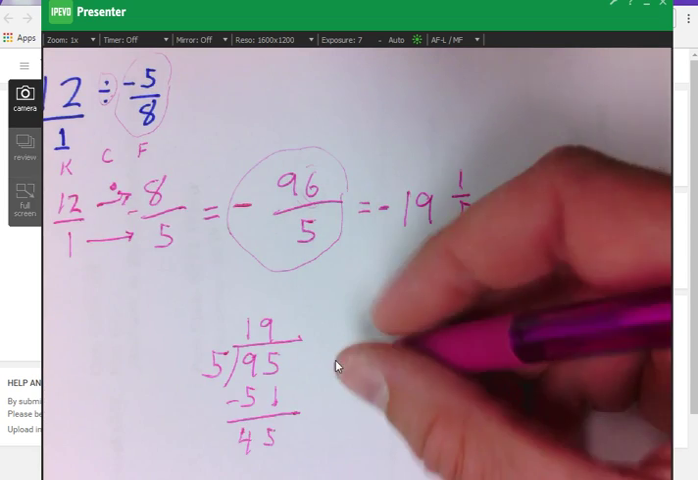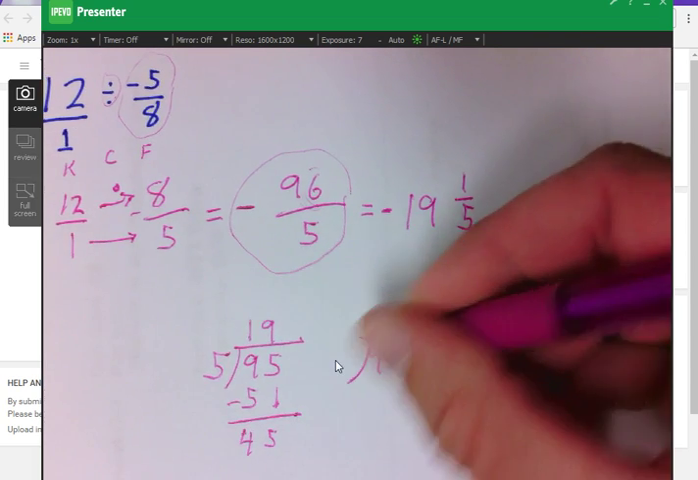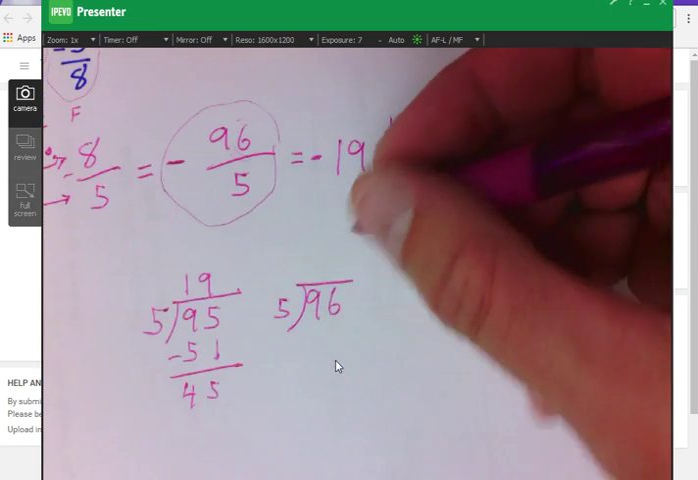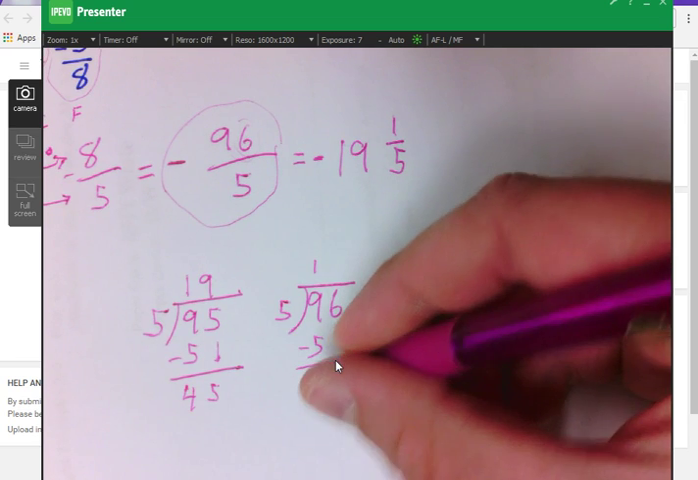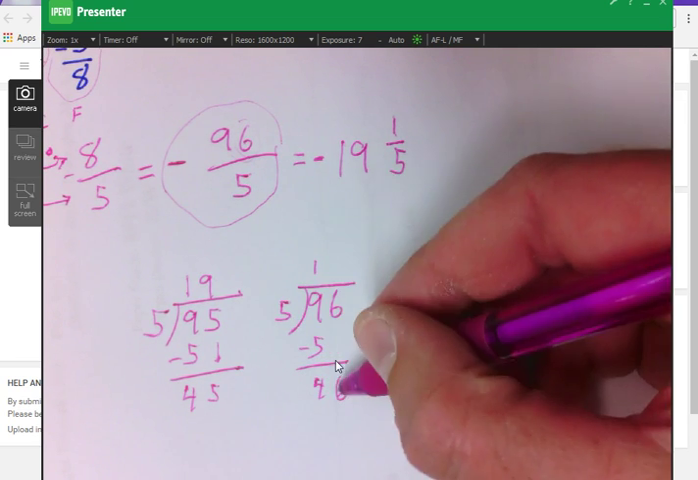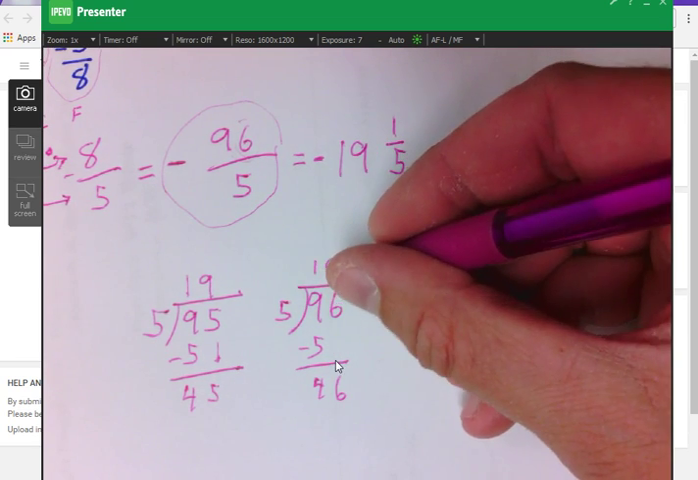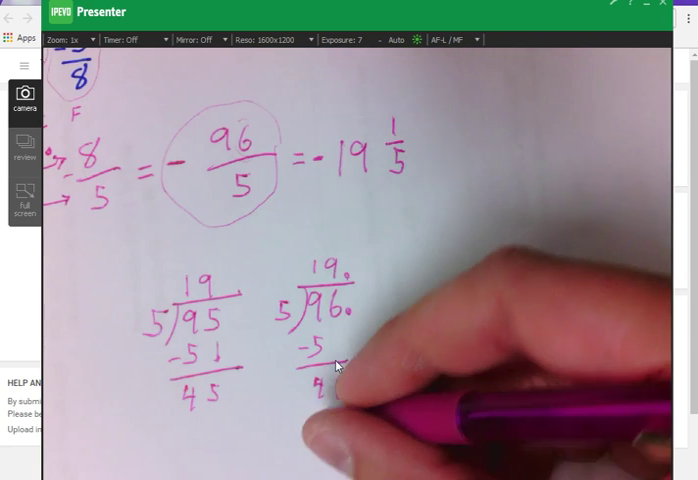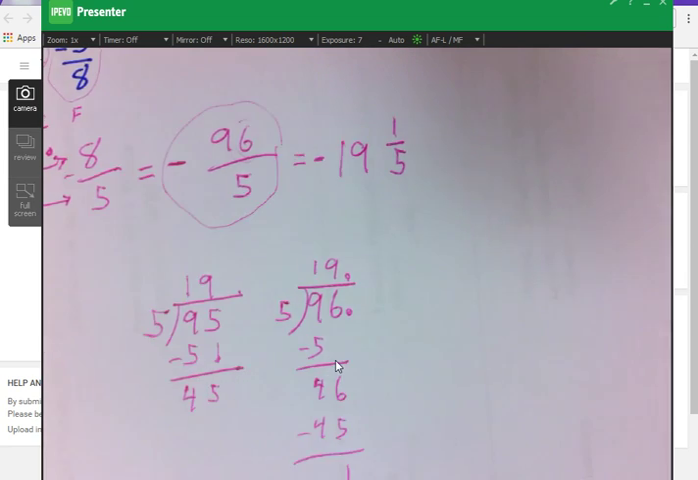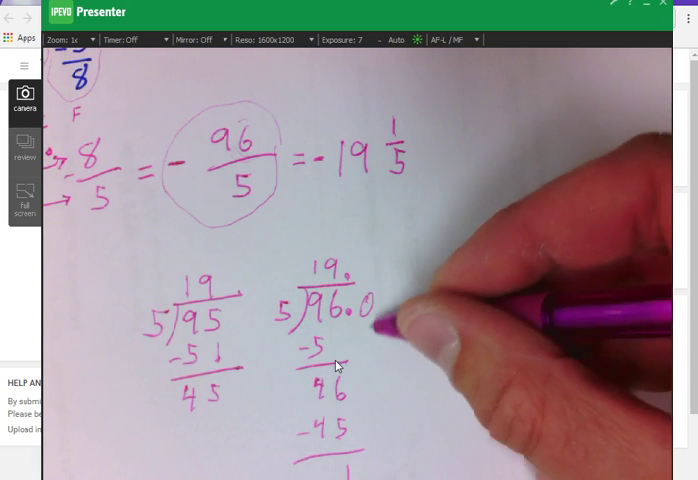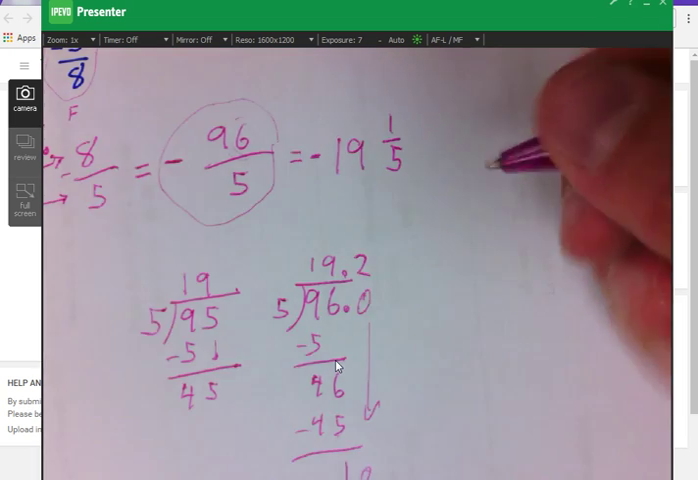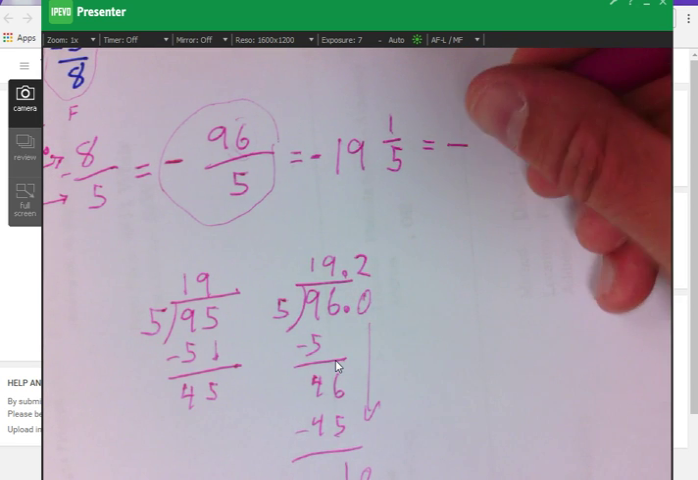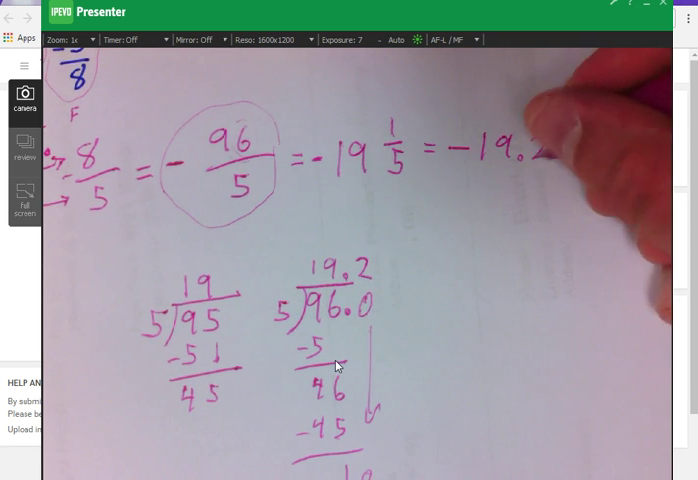Now I could have done this long division with the 96 inside, which would have then just said how many 5s fit into 9? 1. I would subtract this. That would be 4. 46, which then I get the 9, and then I have to put the decimal here. And that would have given me a remainder of 1, which I can drop down a 0 and say how many 5s fit into 10? 2, and that actually shows me that this becomes negative 19.2.